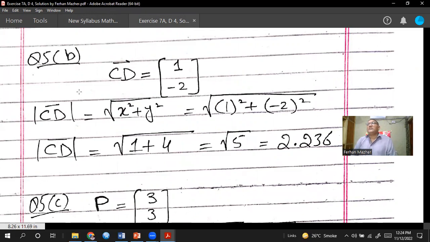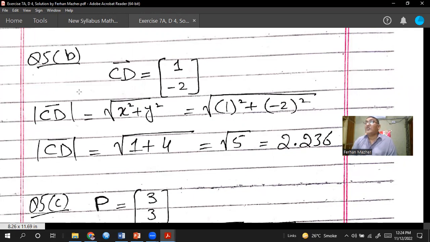Now I want to find out the magnitude of the CD. That will be the square root of x squared plus y squared. So it will be 1 squared plus minus 2 squared, and the square root of it. So you will have the square root of 1 plus 4, and the square root of 5.